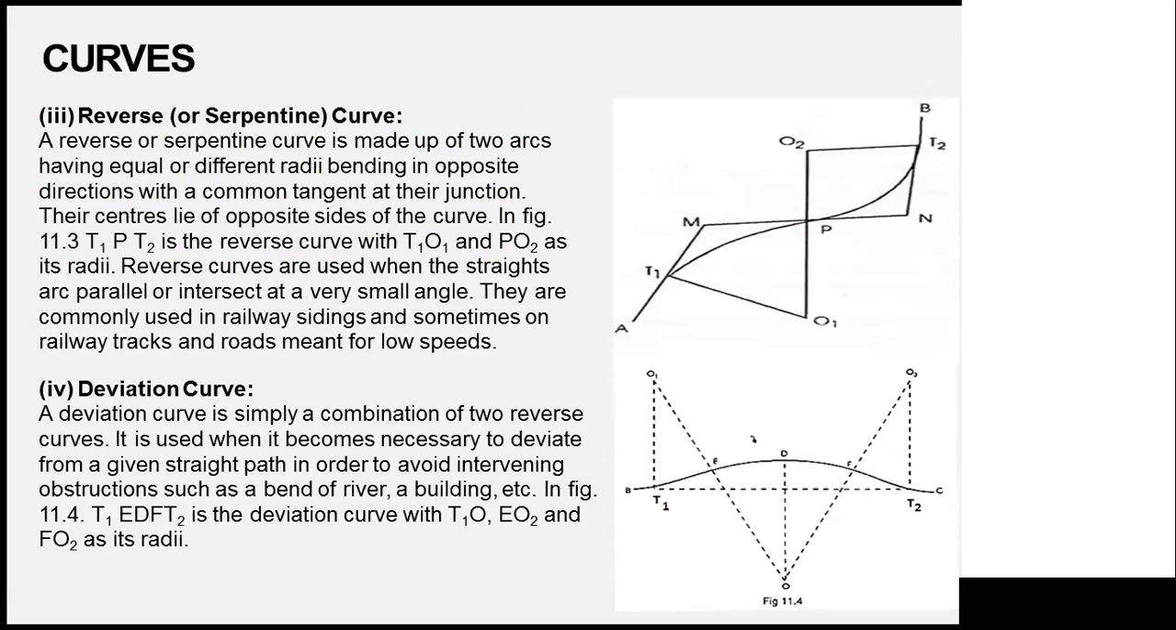Then deviation curve is there, the fourth type. A deviation curve is simply a combination of two reverse curves. It is used when it becomes necessary to deviate from a given straight path in order to avoid intervening obstructions such as a bend of a river or a building, etc. So different means opposite directions. When two reverse curves are combined together, then you will get a deviation curve. Okay.